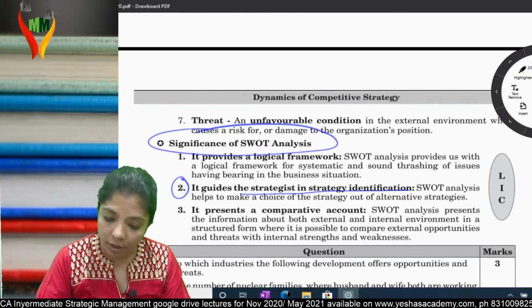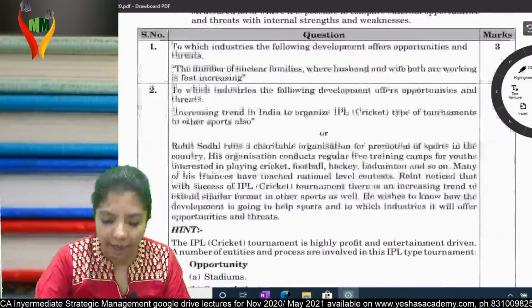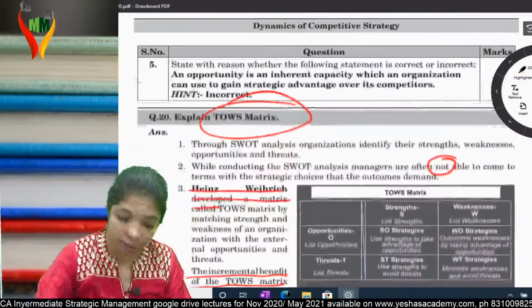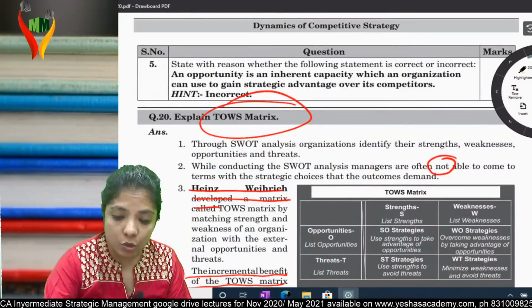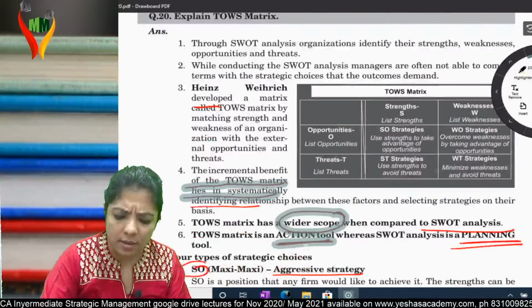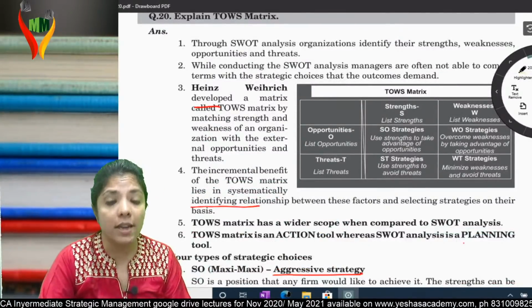Is SWOT clear? So come to the last question for the day. I won't be doing anything after this. Too much we have done today. Explain SWOT analysis. Now, what is SWOT analysis?